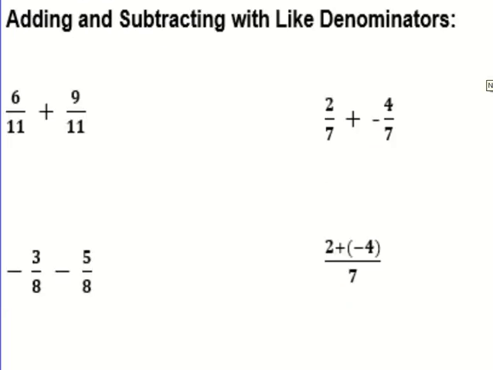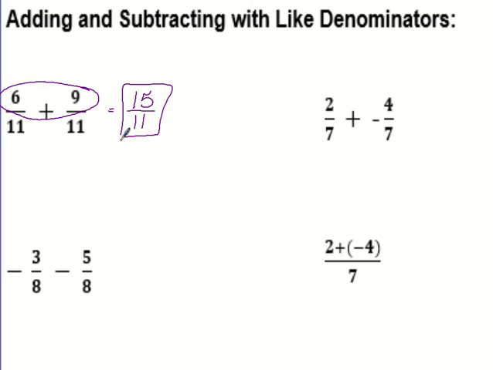All right, so now we're going to do like denominators, so that means all the denominators match. So these are awesome because all we have to worry about is the numerators. So we keep our denominator and we combine these just like using our integer rules. So 6 plus 9 is 15. Done. Do not change these to mixed numbers. Total waste of your time.